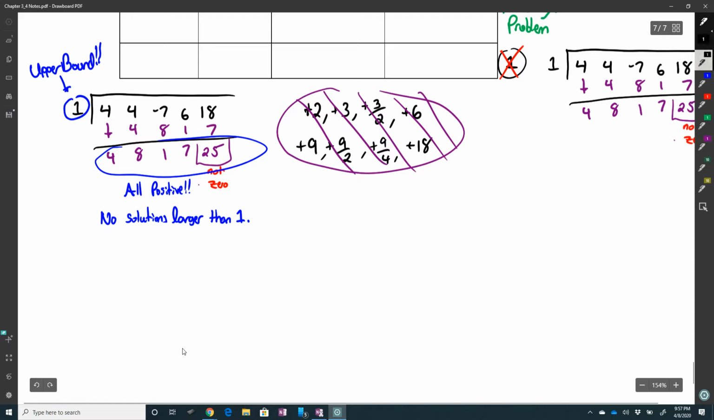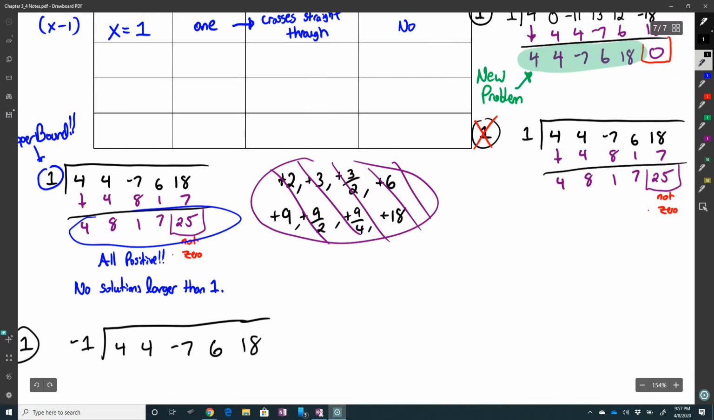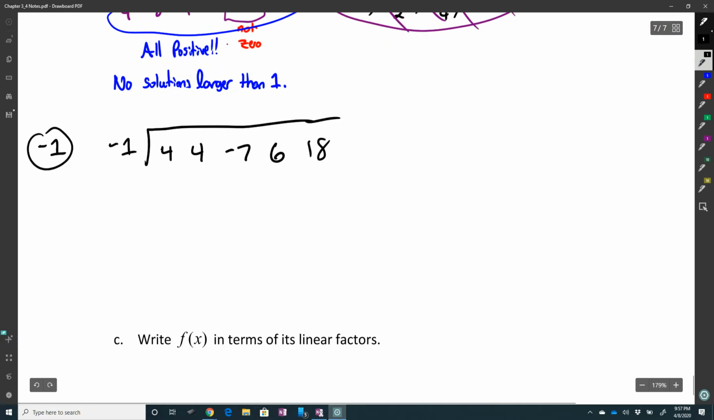You're still using your new problem, but now I'm going to try negative 1. So negative 1, I have 4, 4, negative 7, 6, 18. Remember, we're using my new problem. I pointed to the wrong thing. The new problem was the last thing we got when it worked. So 4, 4, negative 7, 6, 18. And we work through it.